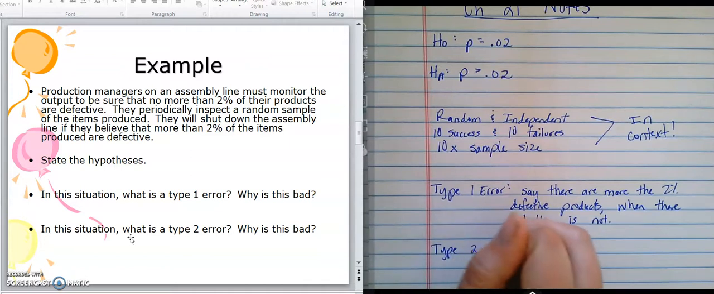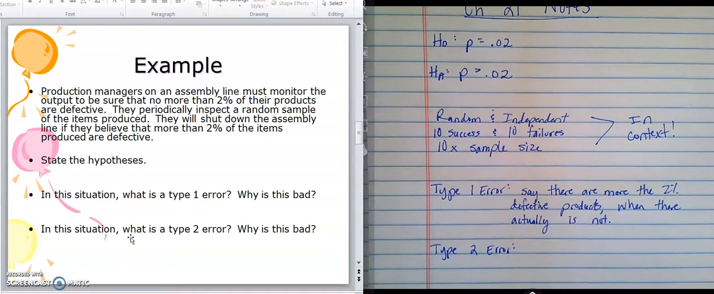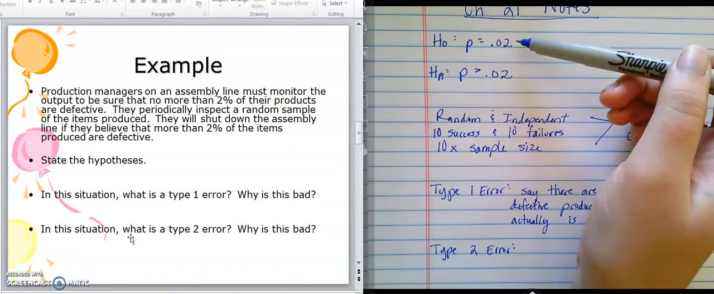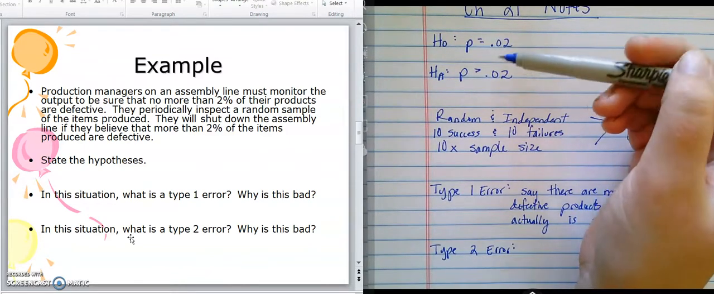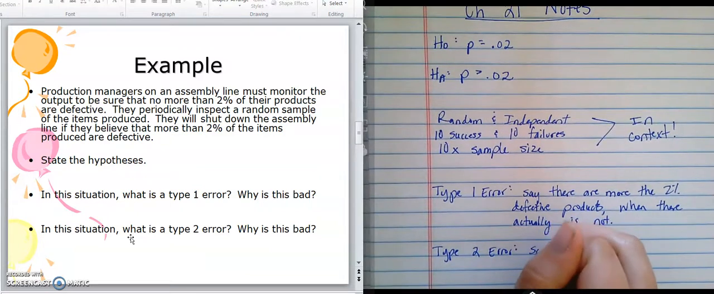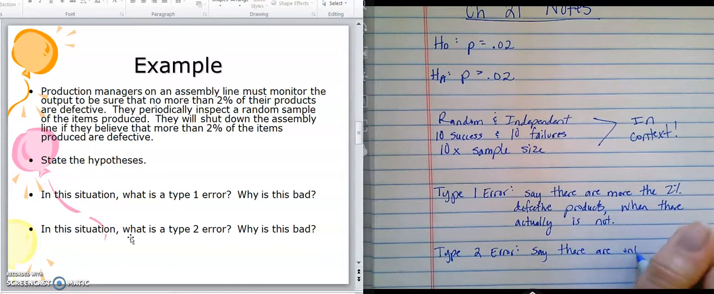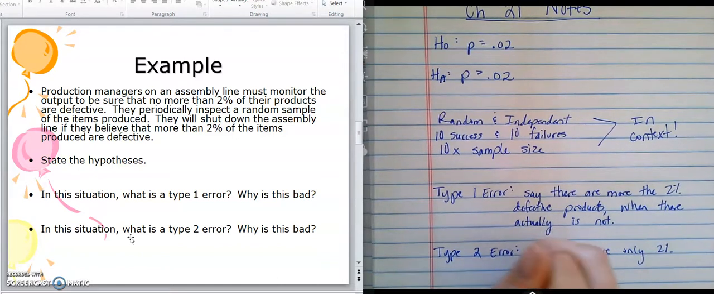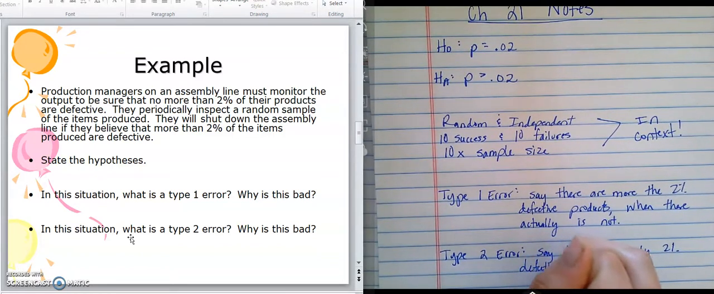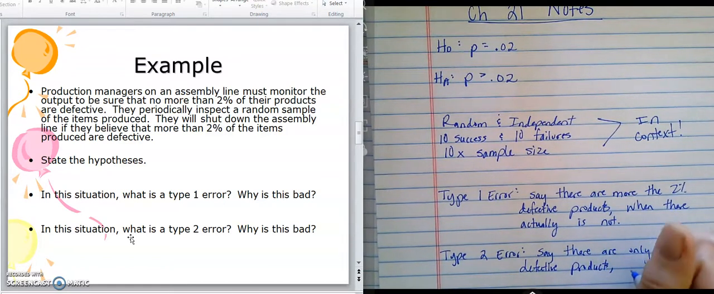A type 2 error is the opposite. So it is when I retain my null. So I believe that there is only 2% defective products, when there's actually more.